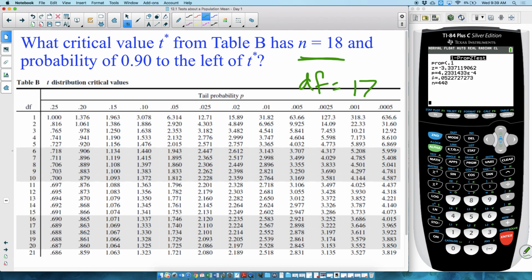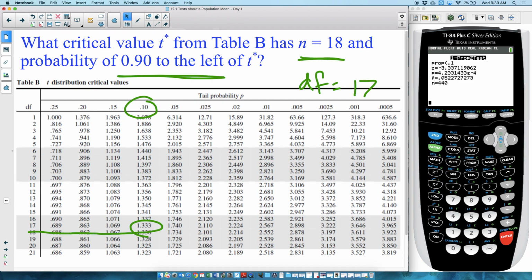And then if this is 90% to the left, what does that mean? There's 10% to the right, yeah. So I need to use that column with the 0.1 at the top. And degrees of freedom 17. So we trace over, and we've got this value 1.333 for our T critical. Okay?